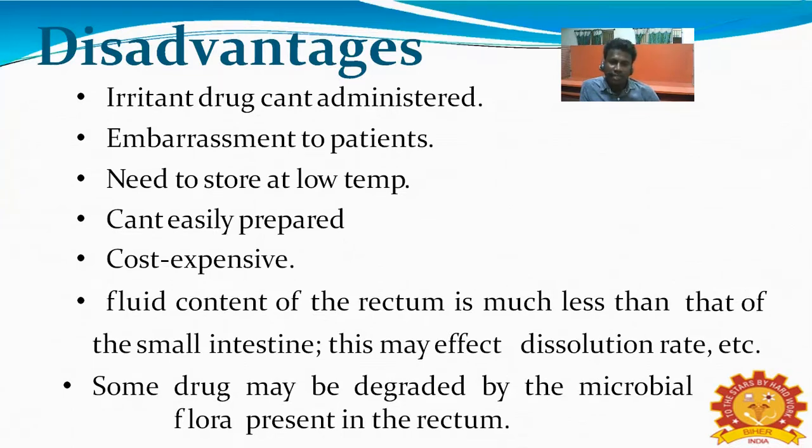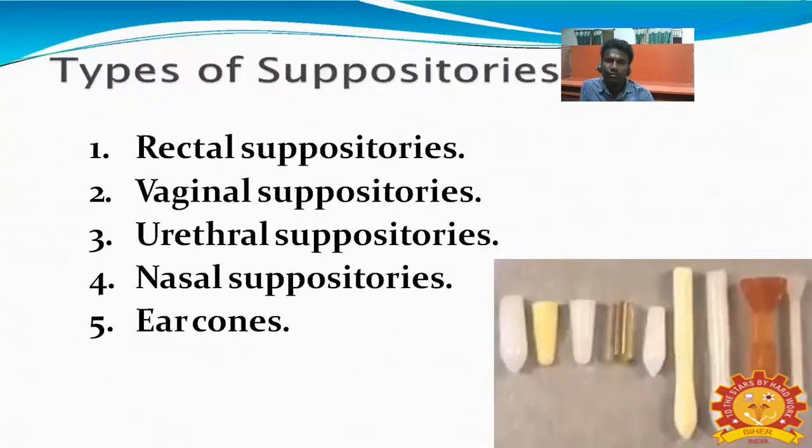The fluid content of the rectum is much less than that of the small intestine. This may affect the dissolution rate, etc. Some drugs may be degraded by the microbial flora present in the rectum. Types of suppositories: rectal suppositories, vaginal suppositories, urethral suppositories, nasal suppositories, and ear cones.